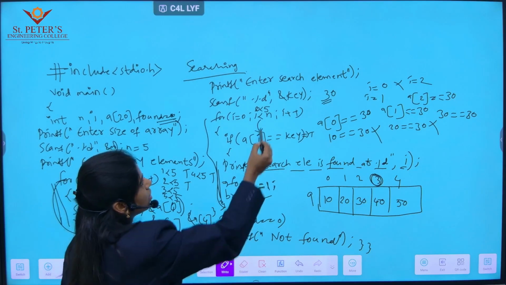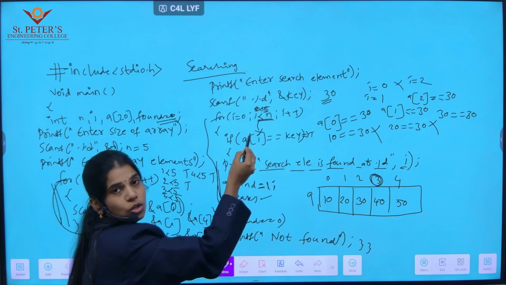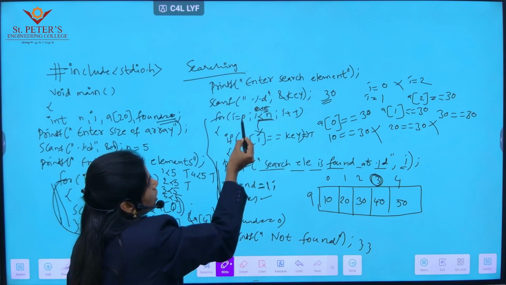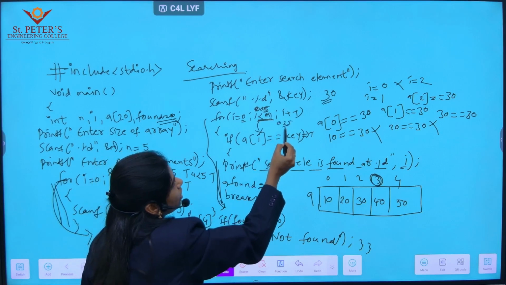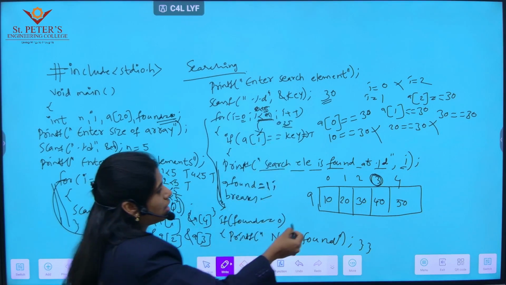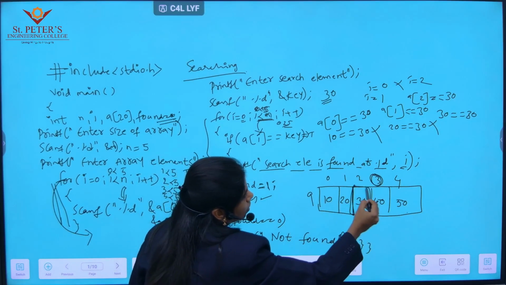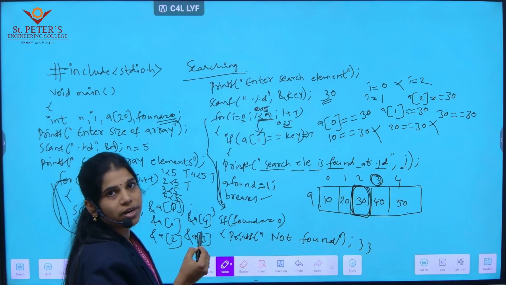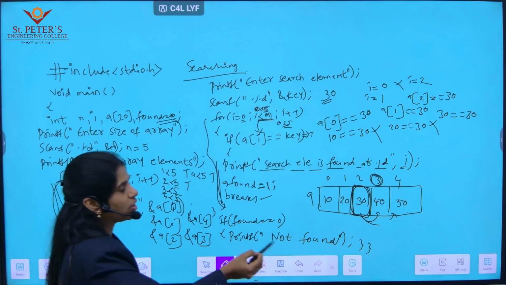Why? Because here this is the loop, 0 to 5. Initial value 0, less than 5, means how many times is this loop going to iterate? Till the end of the list. But at this particular iteration only, we got our element. So no need to go further. To avoid that, here we are using break.